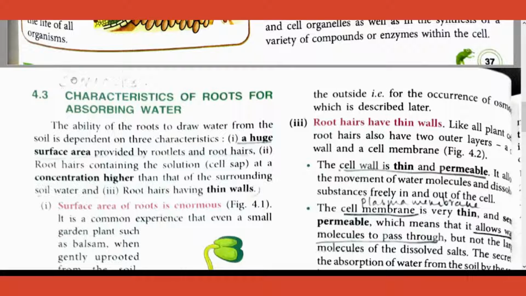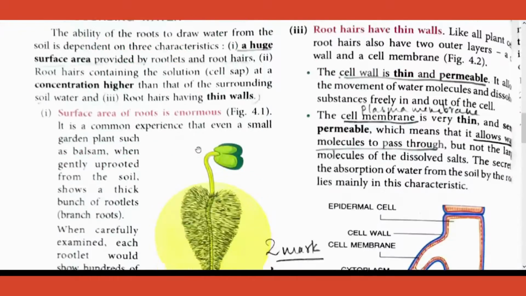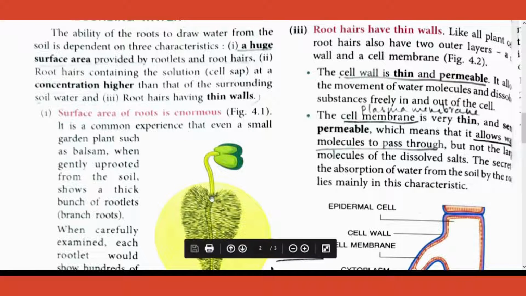Next important 3-mark question. I think this is a little blur here. I've written 3 marks over here. What is the question? What are the characteristics of root which help the plant in absorption of water? You have to write 3 important points. First one is that there are numerous root hairs. Because of that, there is a large surface area. More the surface area, more is absorption of water. First point, 1 mark you get.